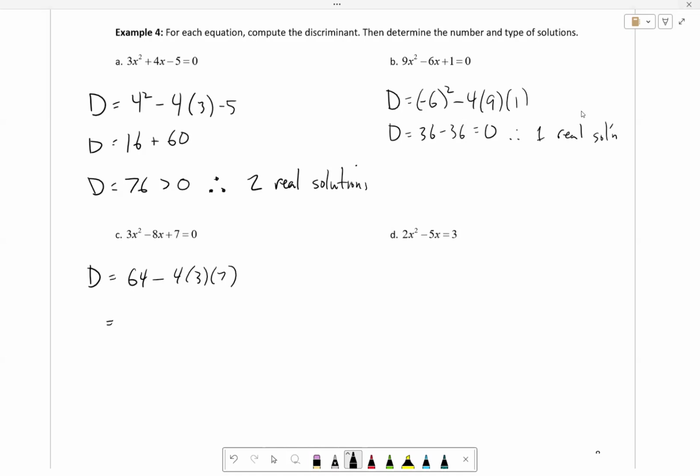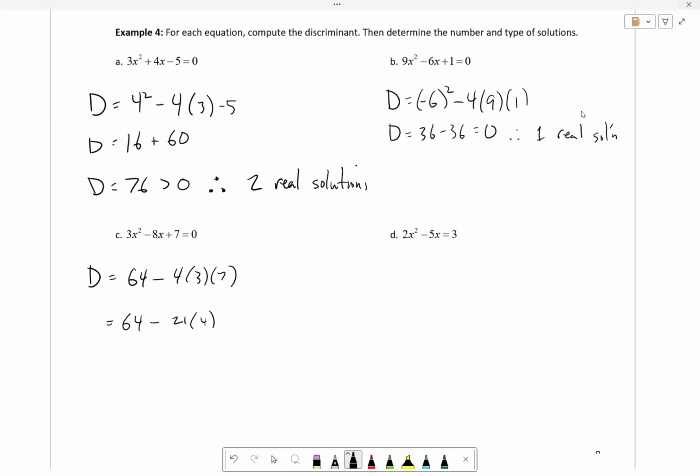Then 64 minus 72. Is it 72? I'm going to do it 21 times 4. Do you mind if I just write it like that? So then, do we actually have to figure out what that is, or do we know it's going to be positive or negative? No, sorry, I didn't have a chance to figure out.